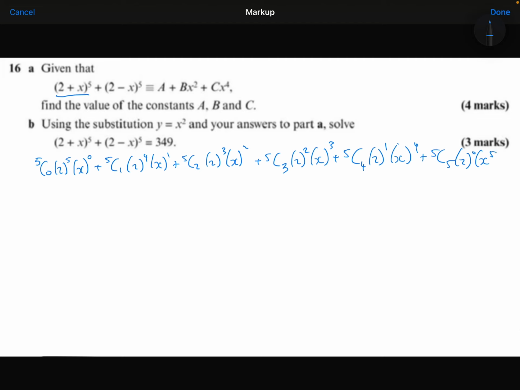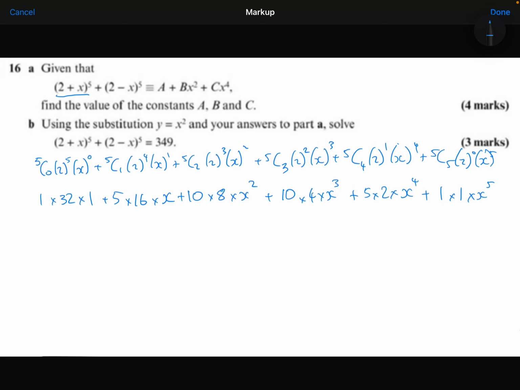Let's go through and simplify each of these. So 5C0 is 1, 2 to the power 5 is 32, x to the power 0 is 1. 5C1 is 5, 2 to the power 4 is 16, x to the power 1 is x. 5C2 is 10, 2 to the power 3 is 8, and then we have an x squared. 5C3 is 10, 2 squared is 4, times x cubed. 5C4 is 5, times 2 to the power 1 times x to the power 4, plus 5C5 is 1, 2 to the power 0 is 1, and then we have the x to the power 5.